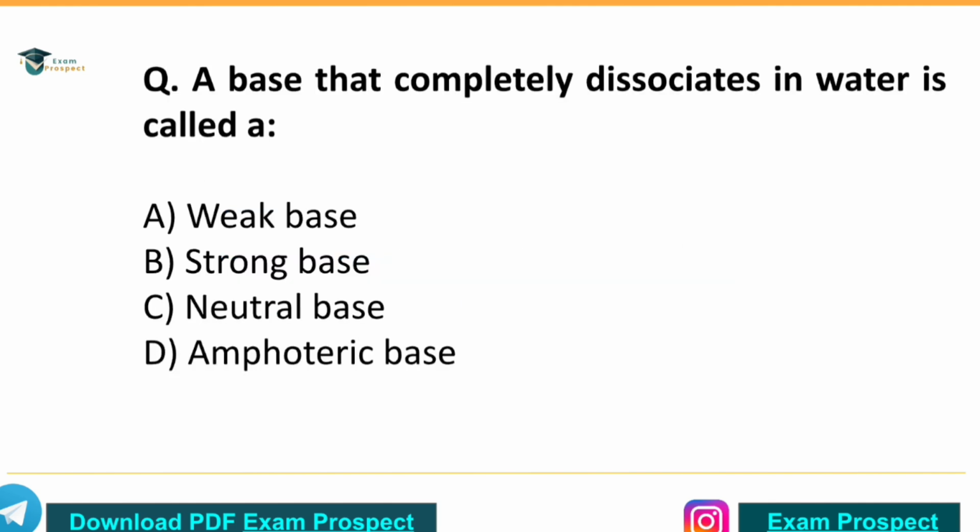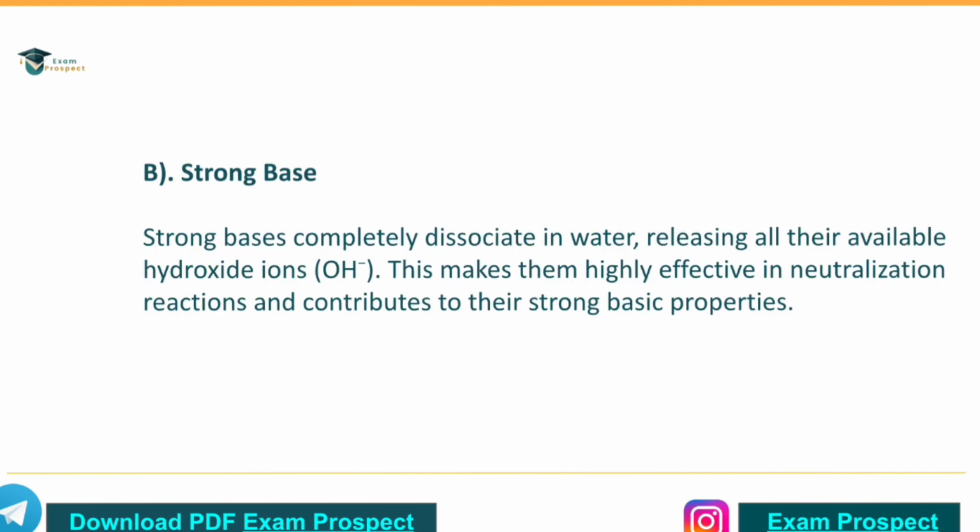Next question, a base that completely dissociates in water is called a? The correct answer is option B, strong base. Here, strong bases completely dissociate in water, releasing all their available hydroxide ions, and this makes them highly effective in neutralization reactions and contributes to their strong base properties.